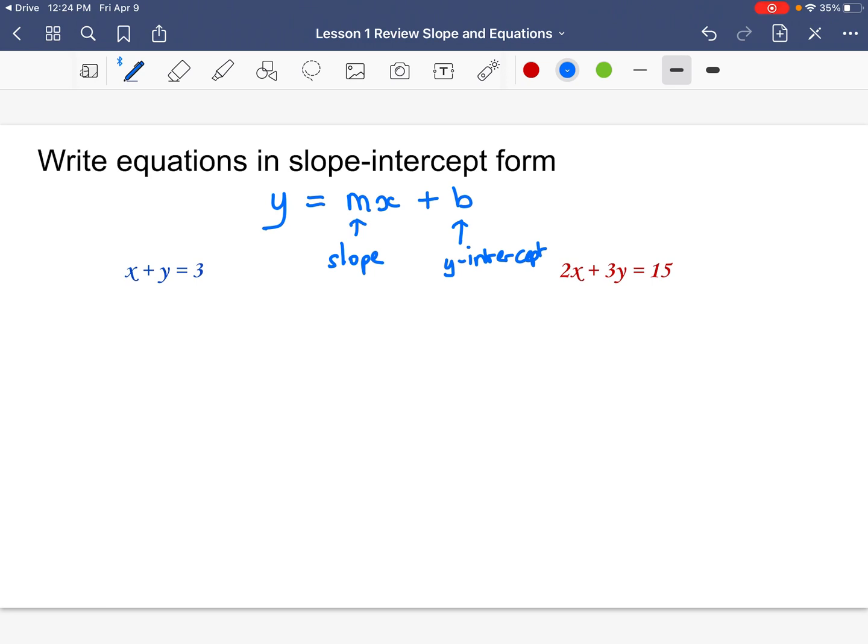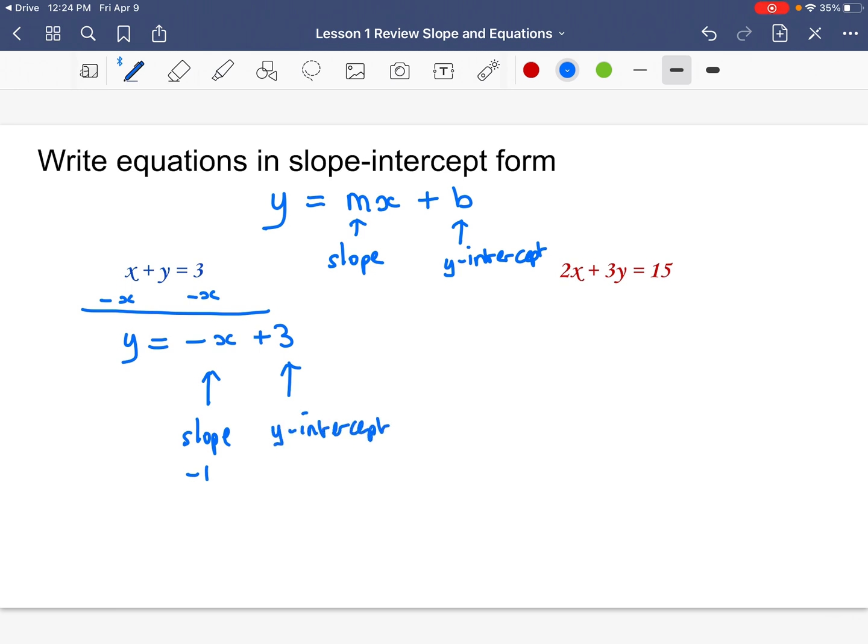So the first one on the left-hand side, x plus y equals 3. We want to isolate y on its own, so we will subtract x from each side. And x minus x is 0x, so we're left on the left-hand side with y, then your equal sign, negative x plus 3. And so our slope here is -1, and the y-intercept is +3.